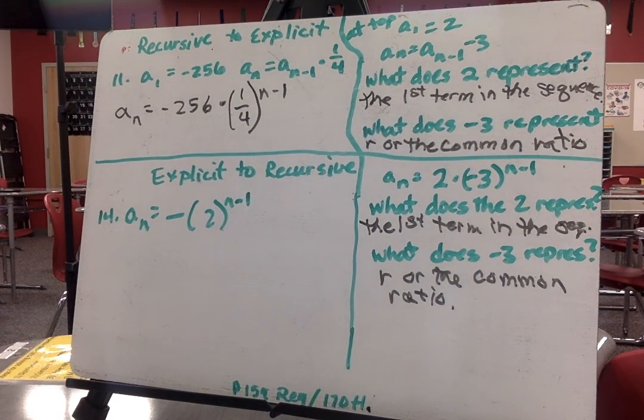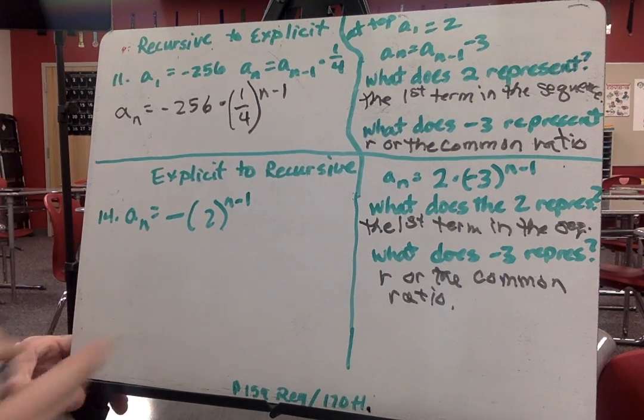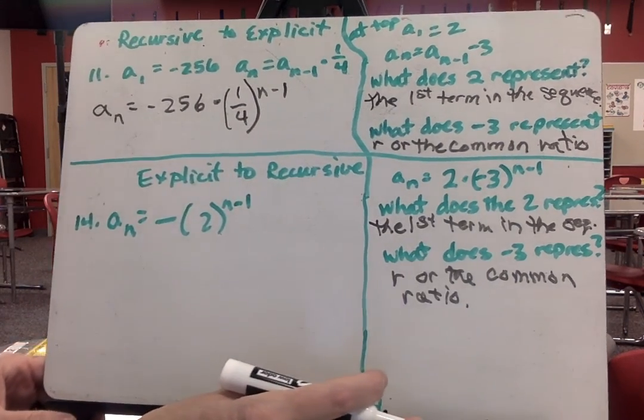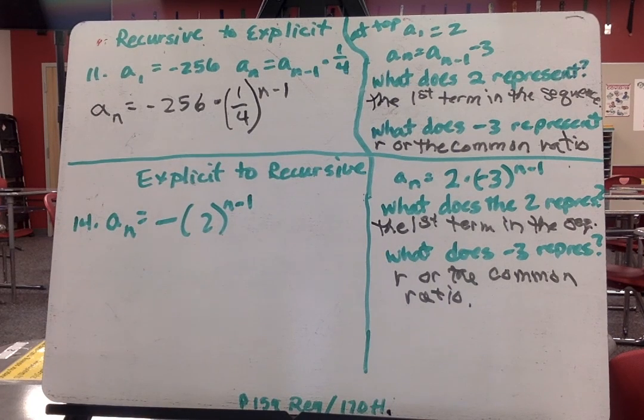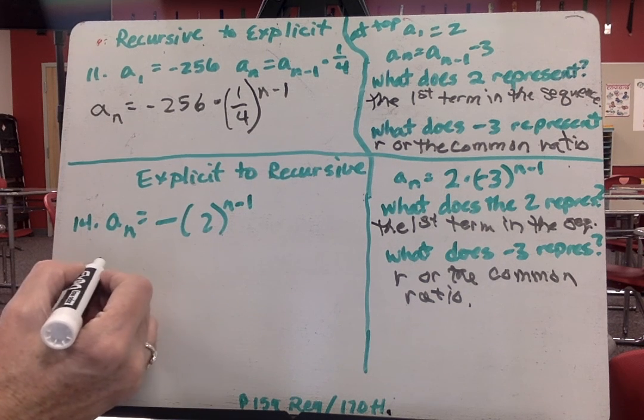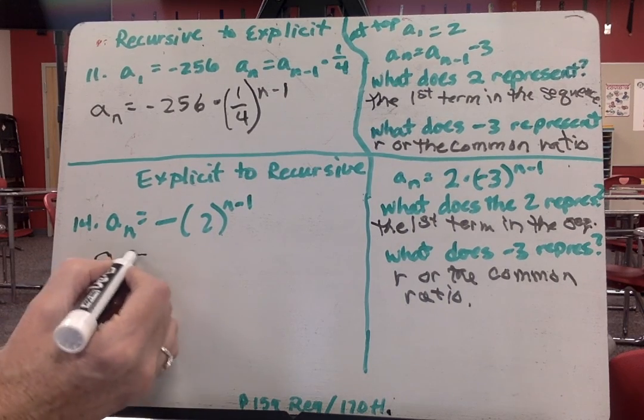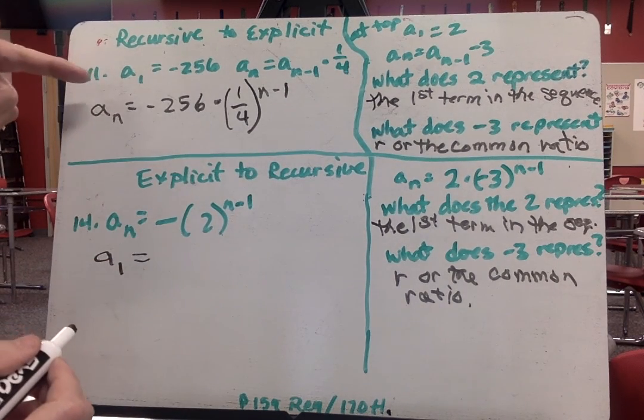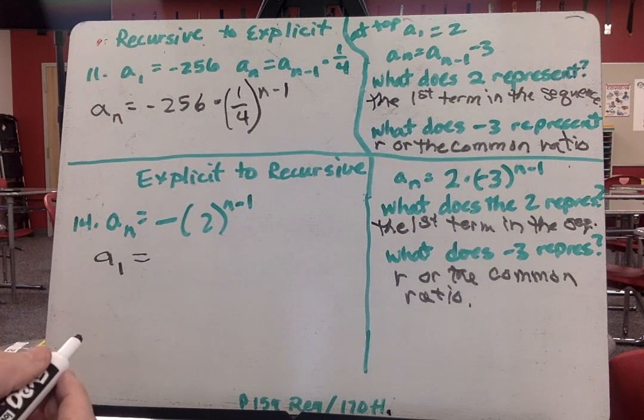Okay, now number 14, A_n equals negative on the outside, and then 2 raised to the power of n minus 1. So this is the explicit formula, and we have to write the recursive formula. So the first thing we need to figure out is what is A sub 1. Now up here, actually I guess we don't have another one like this. It's a little bit different.